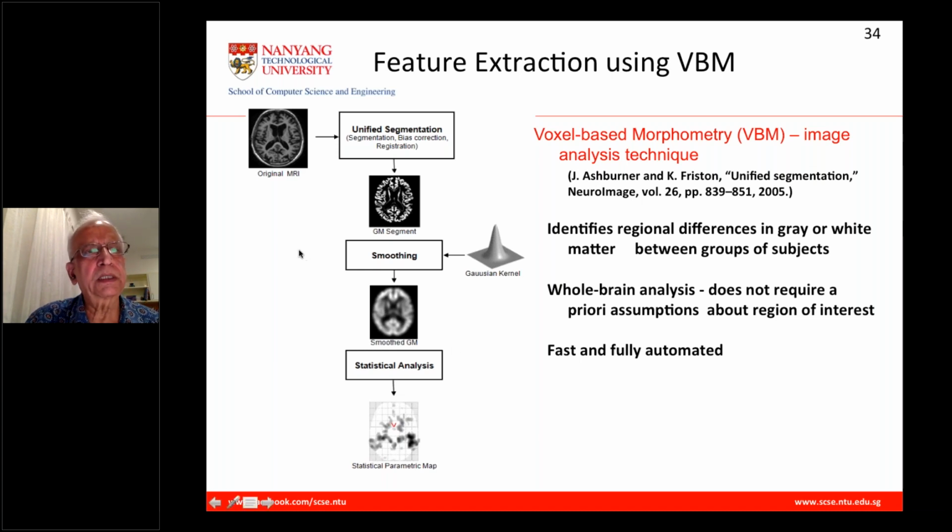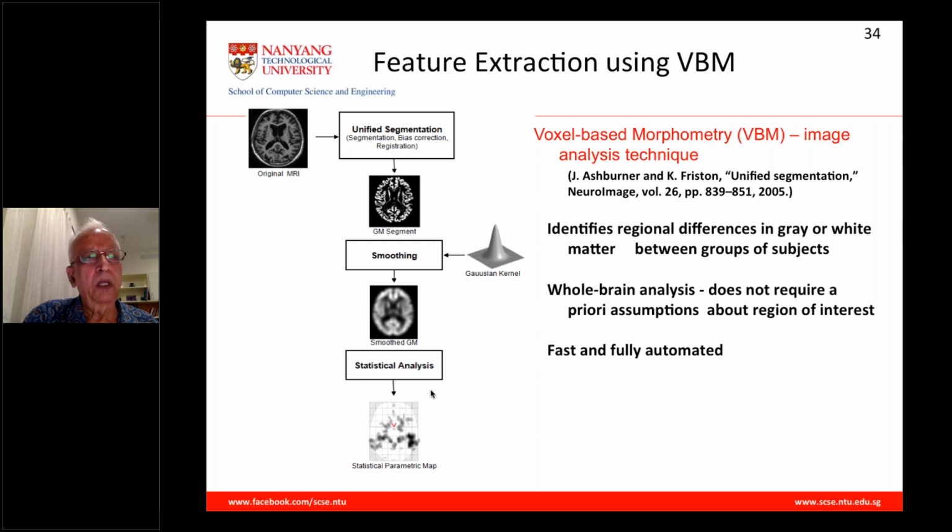What they do is they take the original MRI, do all this pre-processing, correction, unified segmentation, smoothing with a kernel, and then you do a statistical analysis. You can't do it for an individual. They always do a group study, because the brain is not the same in everybody. Another point: the brain shape is different for different people, so group-wise analysis is important here.